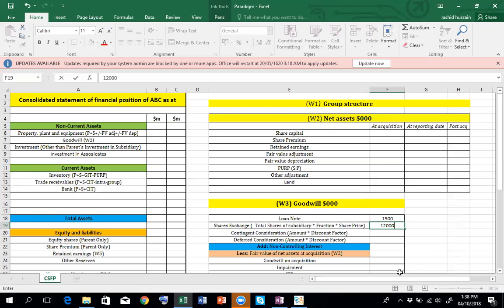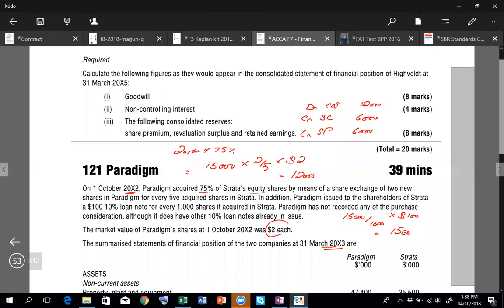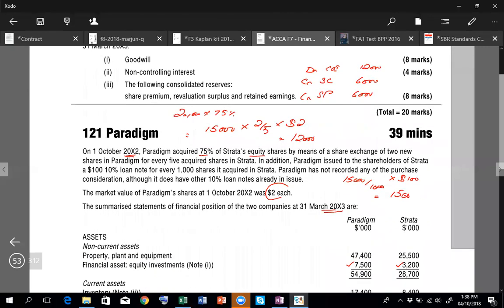All right, so we have the loan note. Now let's put the working number 1. The share capital was 20,000, if you remember, so that will remain the same, 20,000. There was no share premium. Retained earnings. This is a very important point you need to focus on, so let's discuss it in detail.